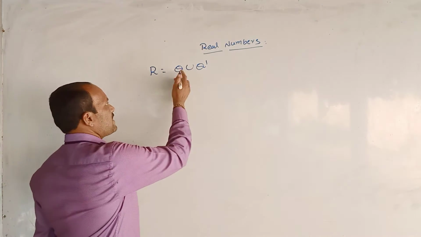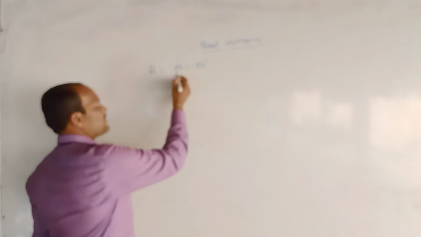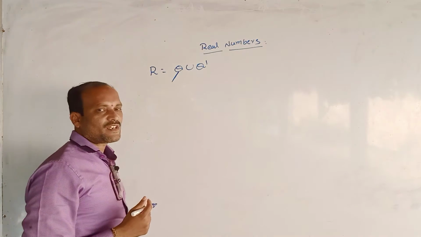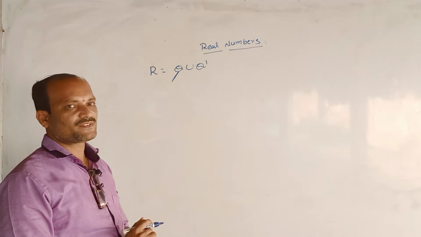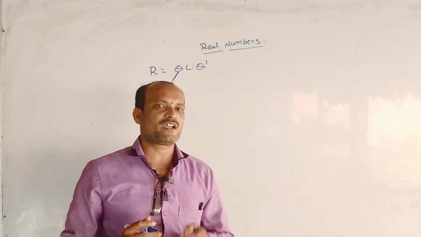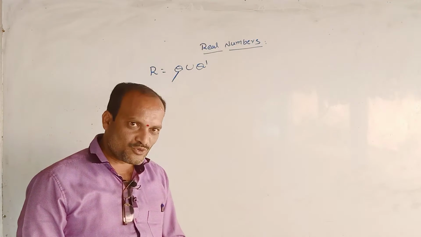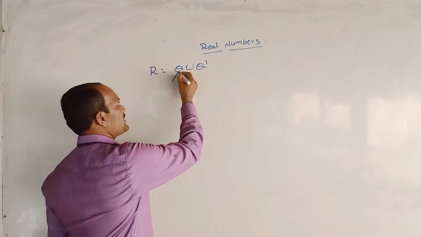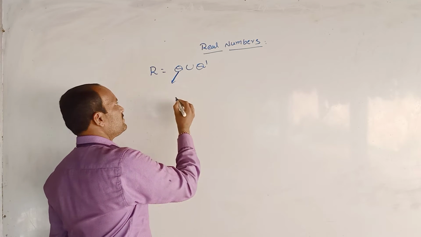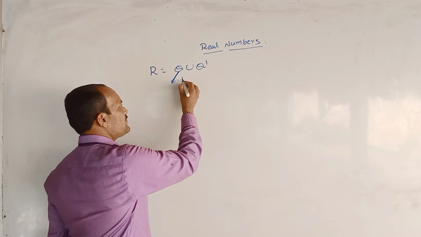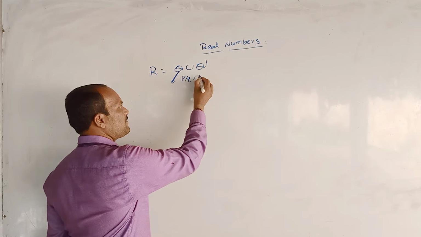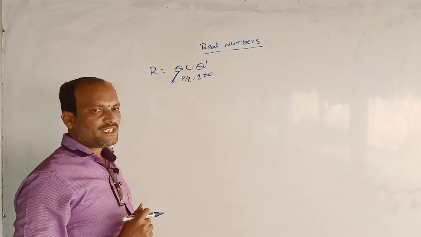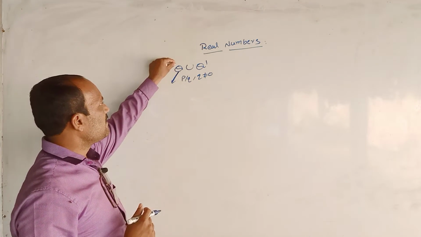So, what is a rational number? Which numbers are included in rational numbers? The numbers which can be written in the form of p by q, q is not equal to 0, are called rational numbers.